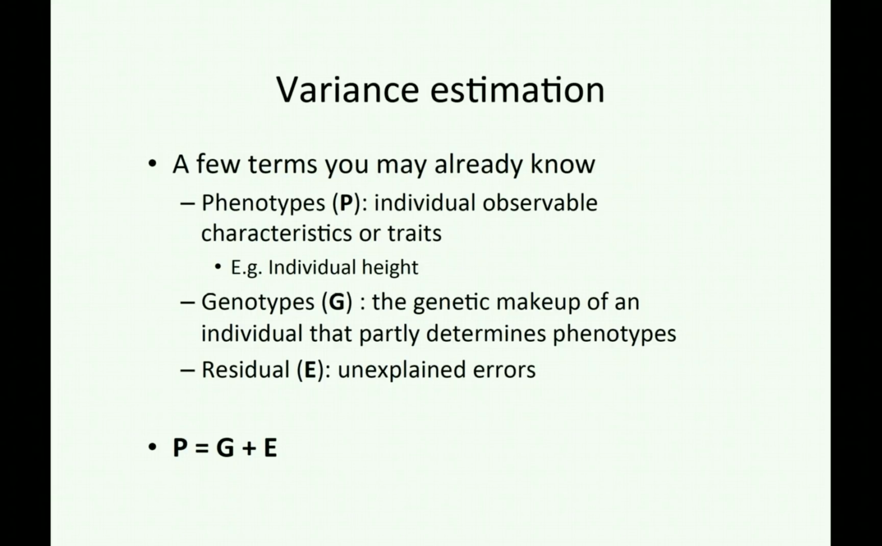Phenotypes, noted as P, are an individual's observable characteristics or traits, for example, individual height. And genotypes, as G, are the genetic makeup of an individual that determines phenotypes. So not only genetic effects, there are also residuals, which are unexplained errors. So phenotypes consist of genetic effects and unexplained errors.